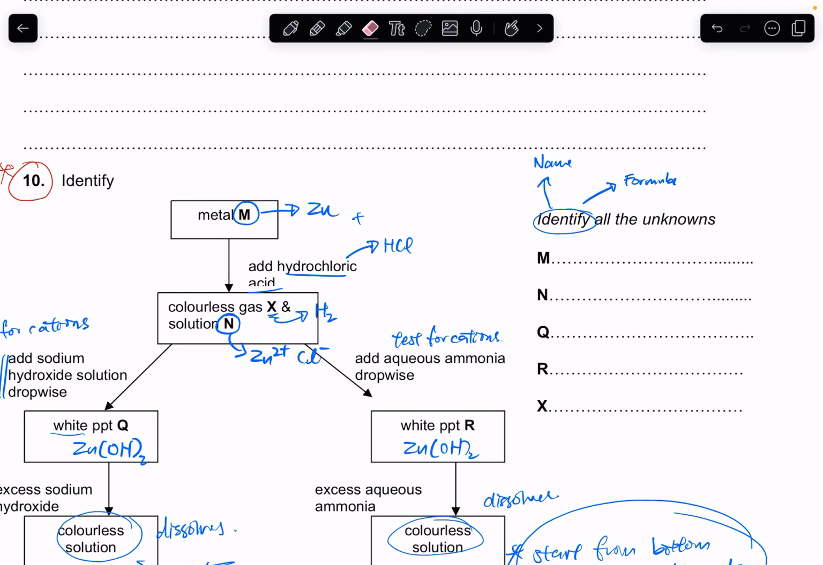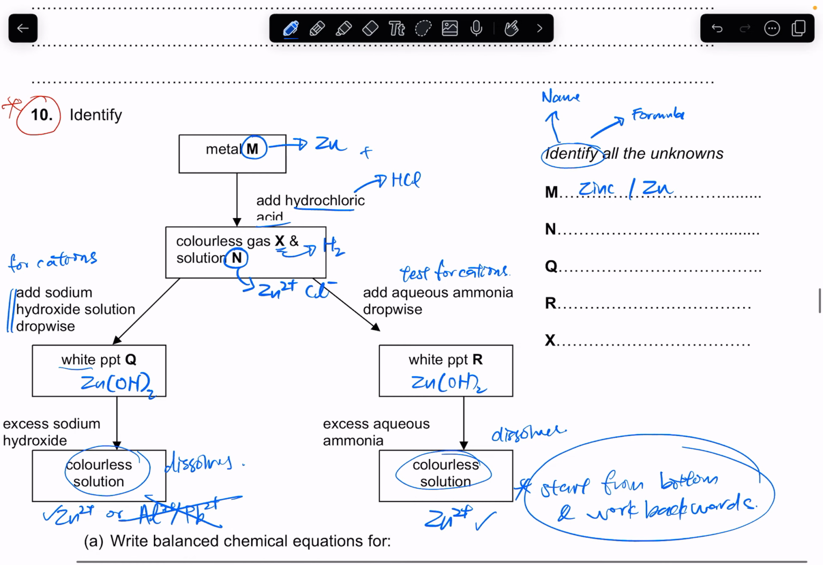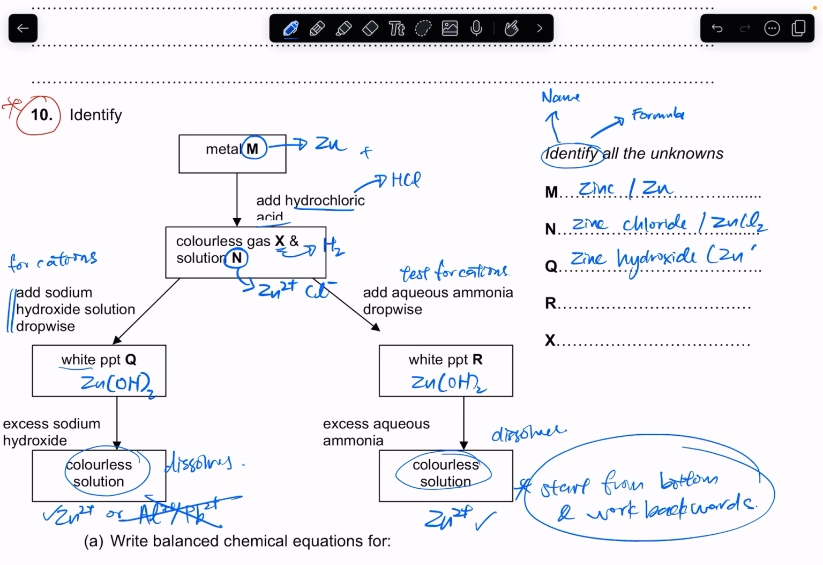Okay, so now that I've annotated everything, let's fill in the blanks. So just now metal M we say is zinc. I'll write the formula also. N is zinc chloride, or ZnCl2. Know that zinc is 2+. Q would be zinc hydroxide, Zn(OH)2. Same for R.